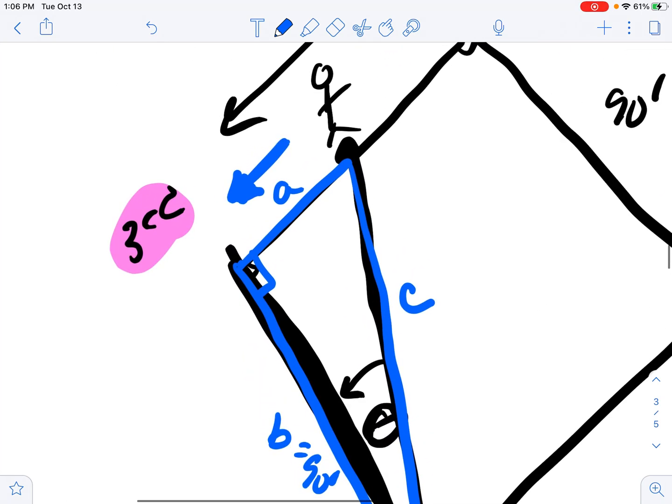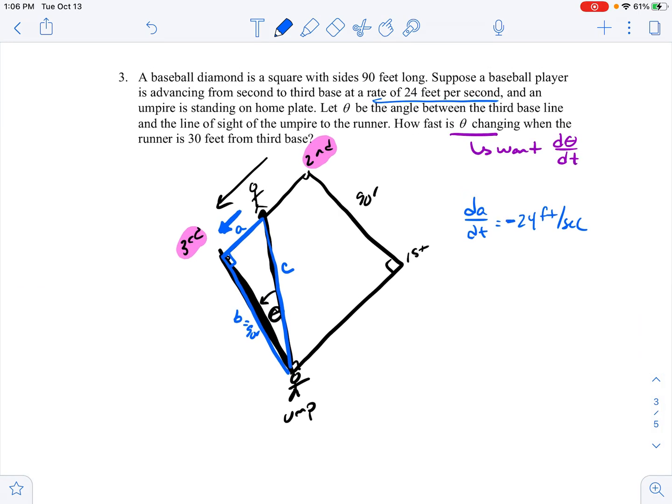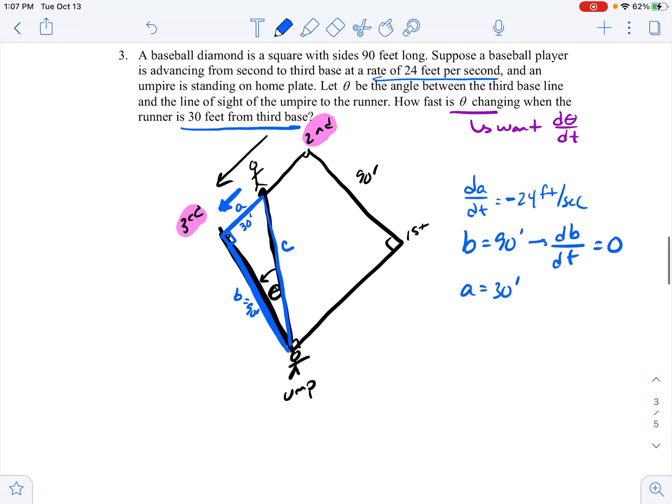And why do you suppose that's the case here? What's actually happening to the length of side A as this runner advances? It's getting shorter. So because the length of the side is decreasing, we have a negative rate of change, believe it or not. We know the value of B is 90. And we actually know that that's a constant. This side of the triangle is not changing. So dB dt is 0. So this time side A is the given rate of change, side B is the given constant, and we're looking for d theta dt when the runner is 30 feet from third base. So that's going to be that length right there. A itself will equal 30 feet.